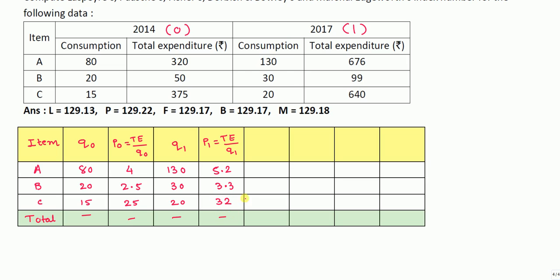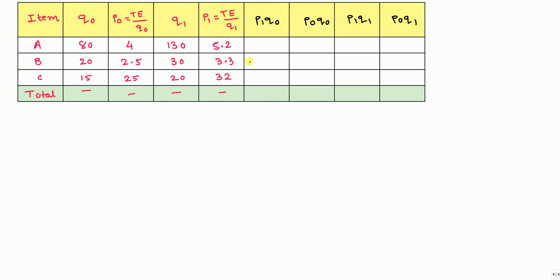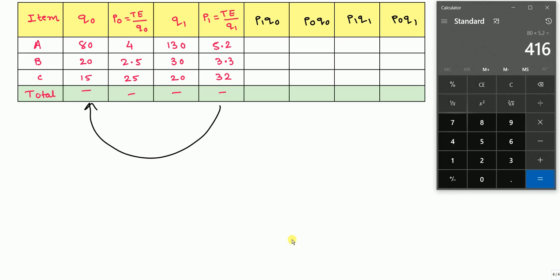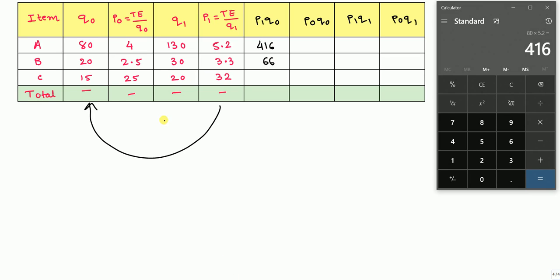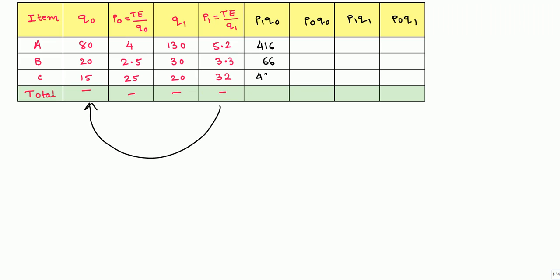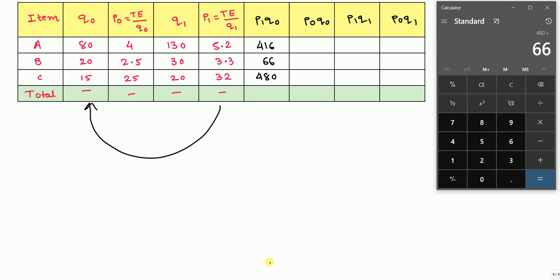Now prepare our four columns: P1 Q0, P0 Q0, P1 Q1 and P0 Q1. Once you remember them, you can make them directly. Now the products. P1 Q0: this is P1 and this is Q0. 80 into 5.2 is 416. 20 into 3.3 equals 66. 15 into 32 is 480. And the total is 480 plus 66 plus 416.